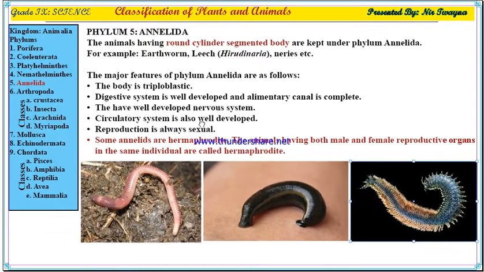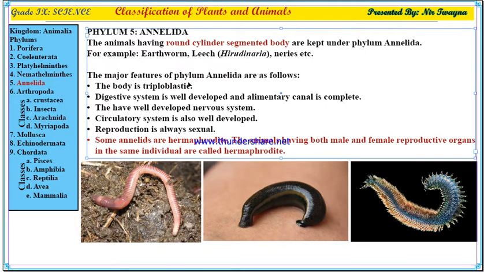Okay, let us continue. The major features of phylum Annelida are: the body is triploblastic. Triploblastic means their embryo has 3 layers. They are ectoderm, mesoderm and endoderm.